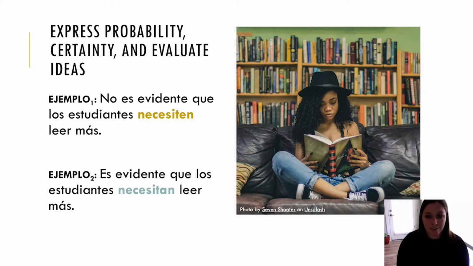That's our indicative. That's our normal before we do the yo chop flop. And that's because we're saying it is evident that. So it's certain. So even though this category talks about certainty, subjunctive is actually talking about uncertainty.